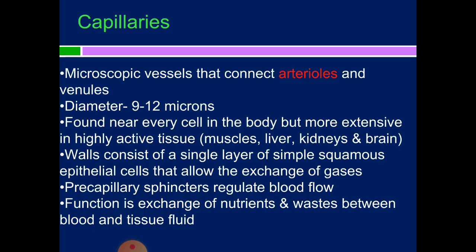Now the capillaries. Capillaries are the microscopic vessels that connect arterioles and the venules. Their diameter is between 9 to 12 microns and they are found near every cell in the body, but more extensive in highly active tissues like muscles, liver, kidneys and brain. Walls consist of a single layer of simple squamous epithelial cells that allow the exchange of gases. Precapillary sphincters regulate the blood flow. Function is exchange of nutrients and waste between the blood and the tissue fluid.